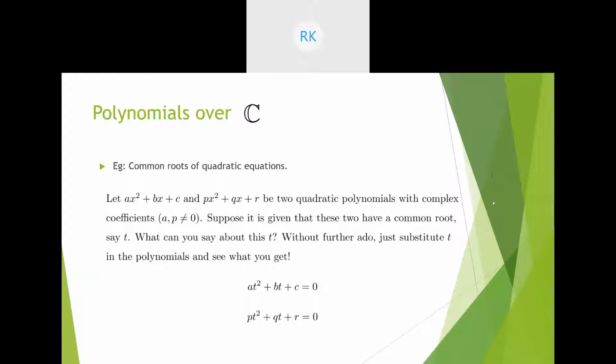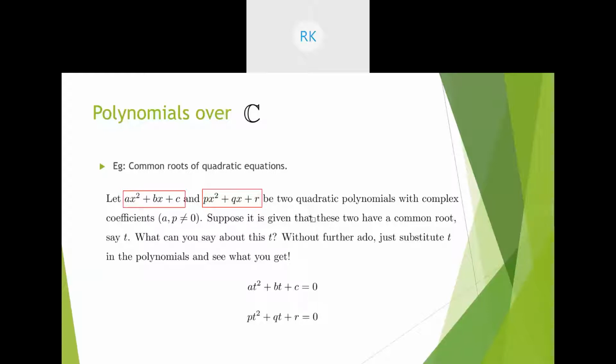Okay. So we'll start with the example of common roots of quadratic equations. So suppose we have two quadratic polynomials, ax^2 + bx + c and px^2 + qx + r, where a, b, c, p, q, r are complex numbers and a and p are non-zero because they are the leading coefficients. If the leading coefficients were zero, then they would not be quadratic equations. I mean, not quadratic polynomials. So you must have a and p non-zero. Suppose it is given that these two have a common root.